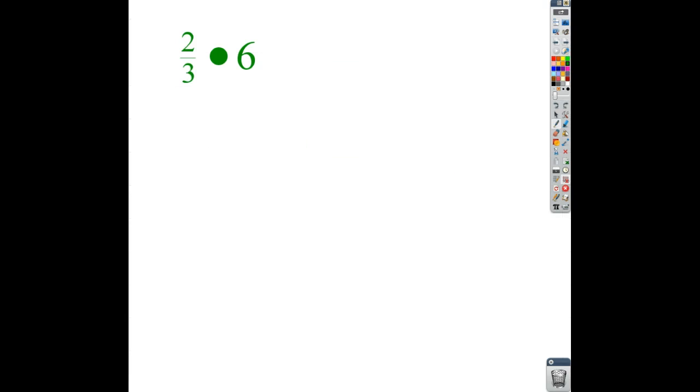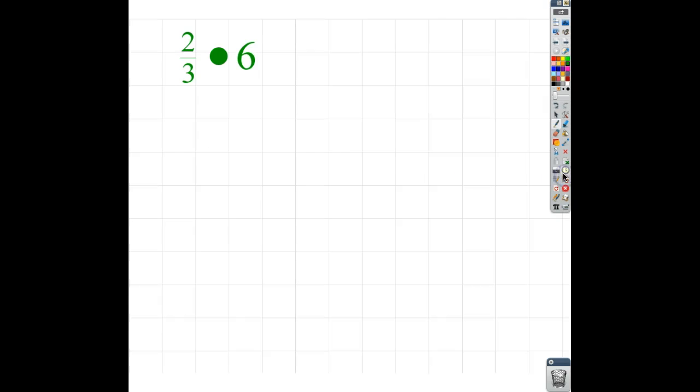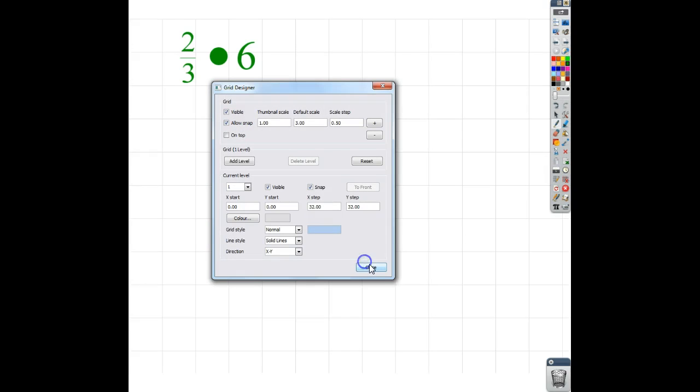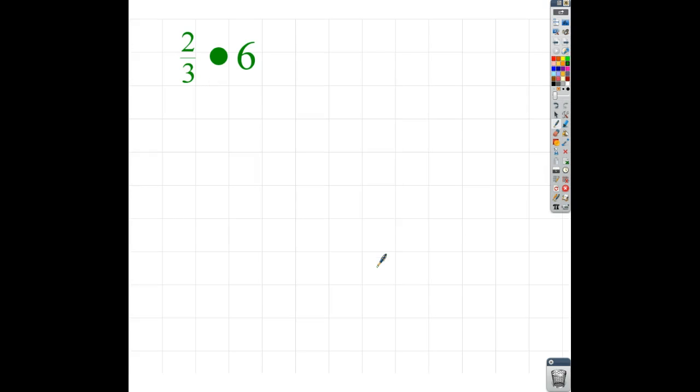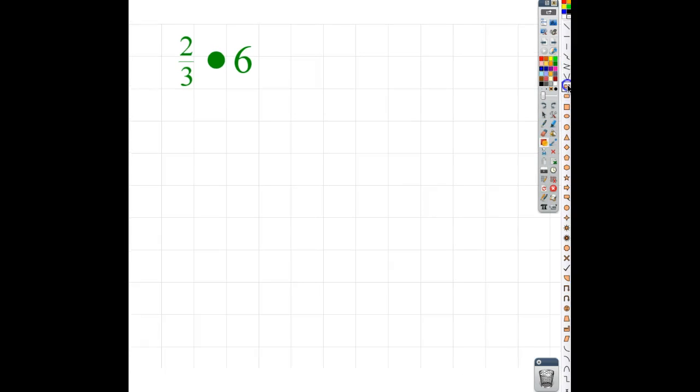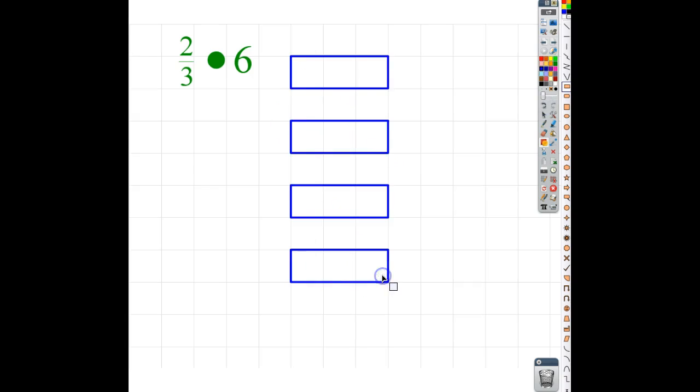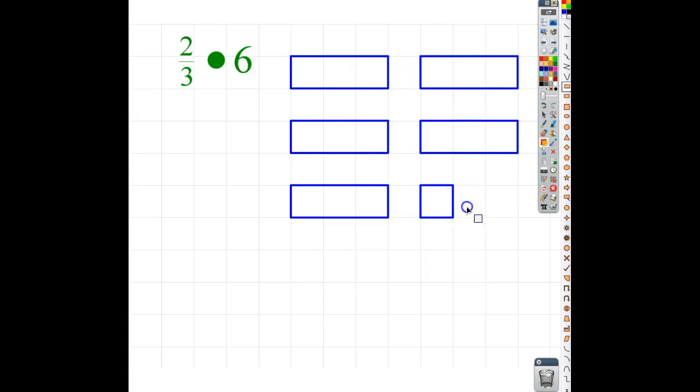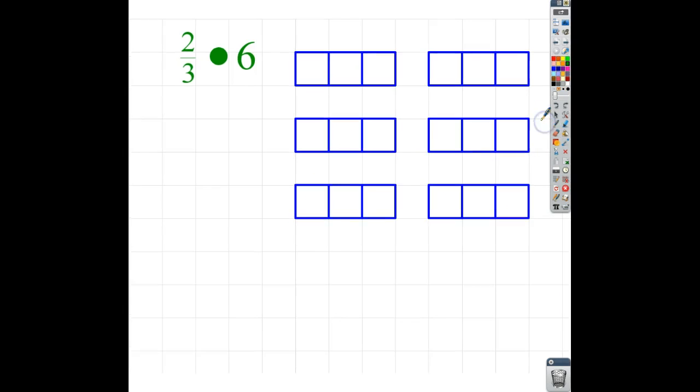So let's take a look at this again, and let's do the first one. This is 6 groups of 2/3. I'm going to have to cut these into thirds. So I have 6 groups, I'm going to cut these into pieces, and each of these is 2/3. So I get 2/3 6 times.